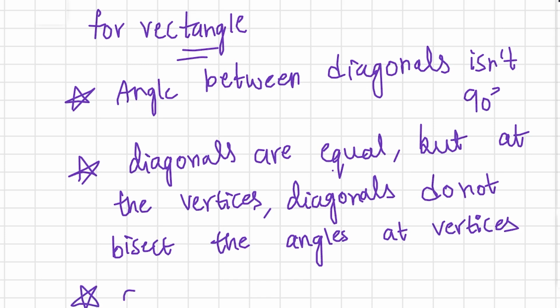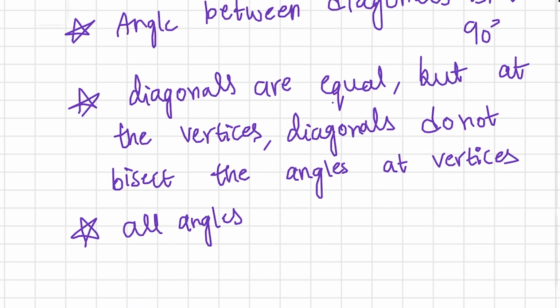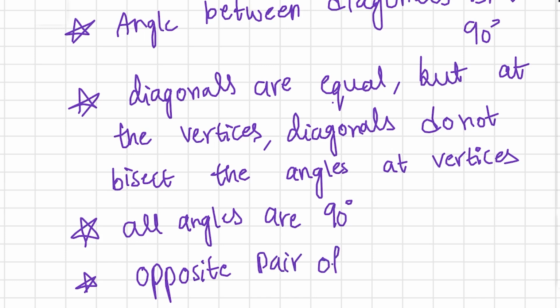All angles are congruent, equal. Congruent to how much? 90 degrees. And regarding sides, what can you say about a rectangle? Opposite pair of sides are parallel and equal.